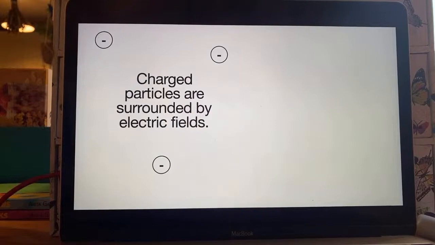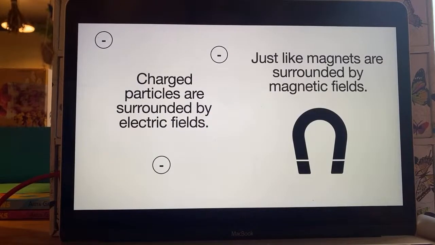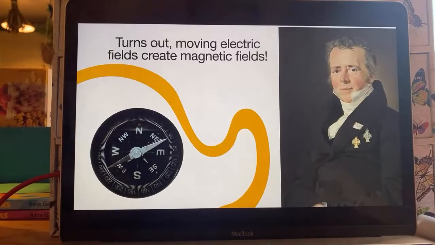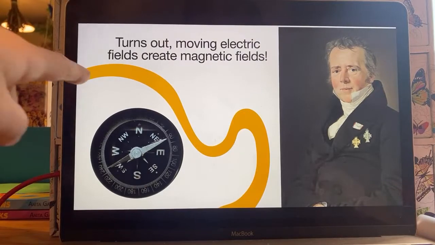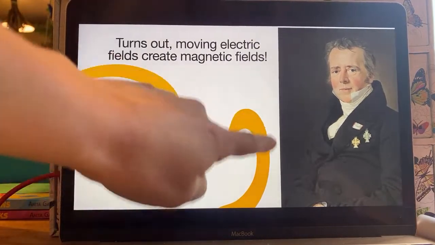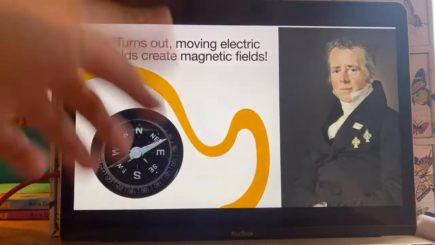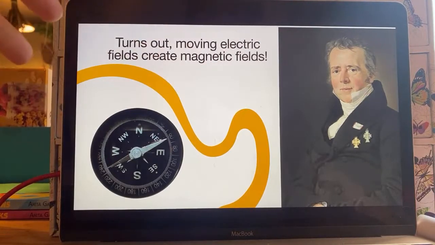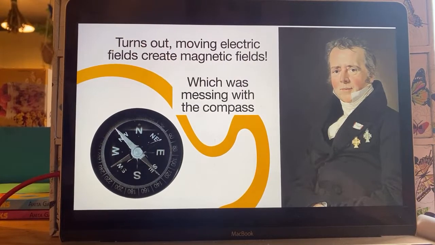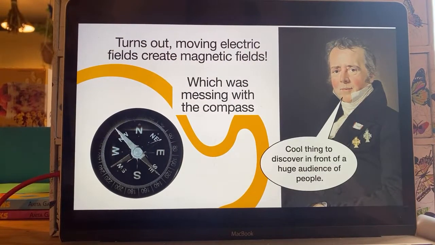Charged particles, like electrons, are surrounded by electric fields, just like magnets are surrounded by magnetic fields. You don't need to remember this yet. So it turns out moving electric fields, like what you've got generated by a wire, create magnetic fields. And obviously that's a compass, so it was detecting the magnetic fields, and that's what was messing with the compass. This is, as far as I know, the biggest, or the only, scientific discovery to be made in front of a huge audience of people.